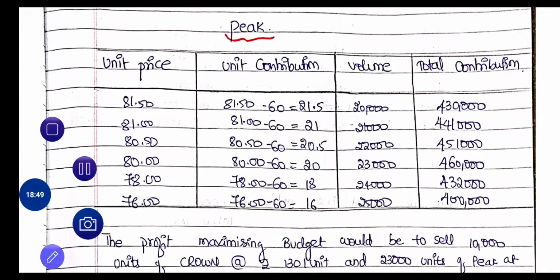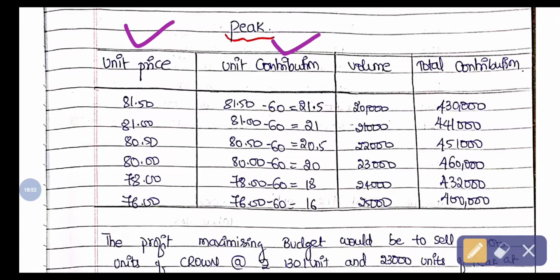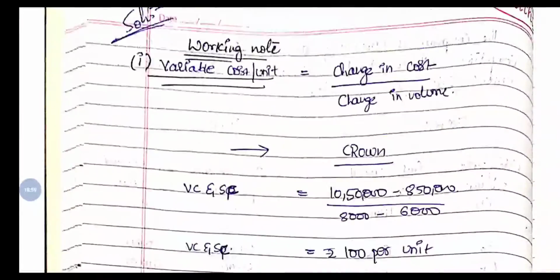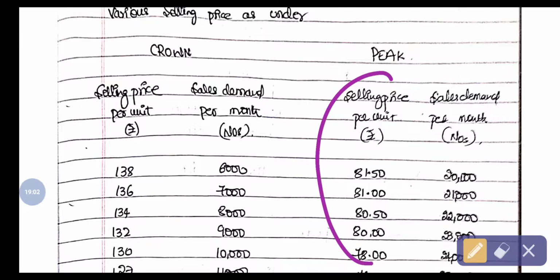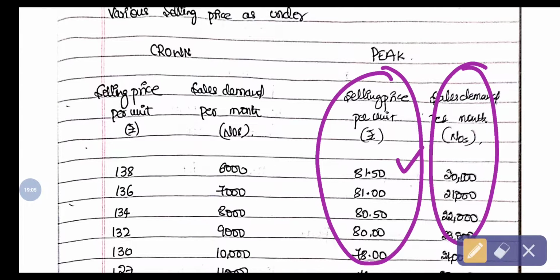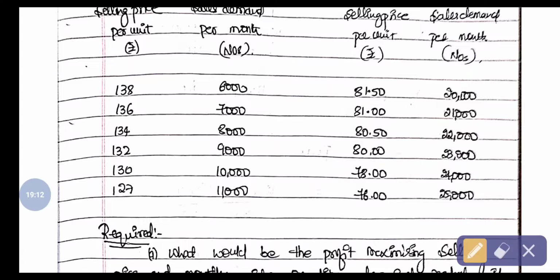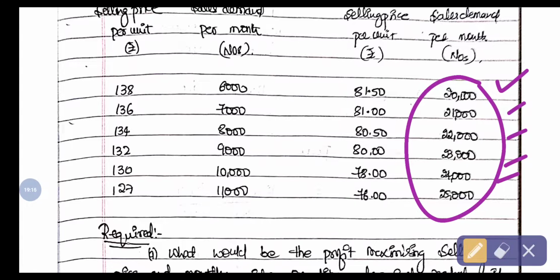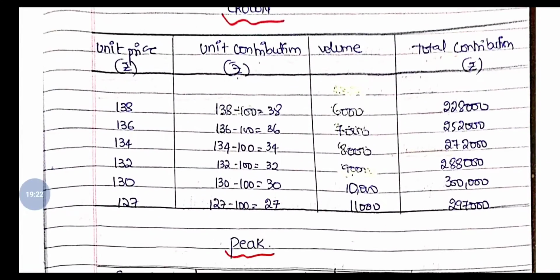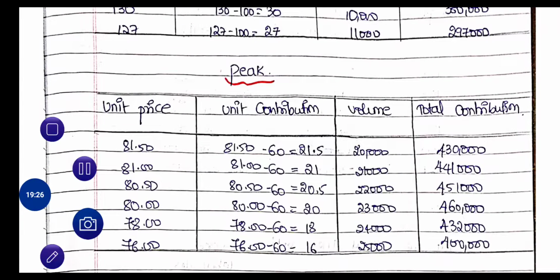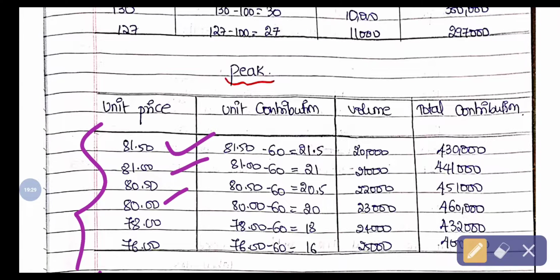For Peak, same process. Take the unit price, calculate the unit contribution, take the volume and the total contribution in rupees. Look into the prices of Peak: 81.50, 81, 80.5, 80, 78 and 76. The corresponding volumes are 20,000, 21,000, 22,000, 23,000, 24,000 and 25,000. As we calculated for Crown, the same procedure will be followed for Peak also. So we have taken all the unit prices here. Next is unit contribution.